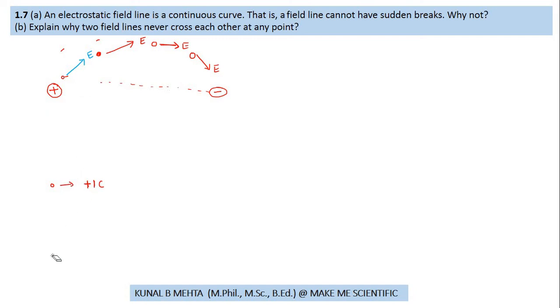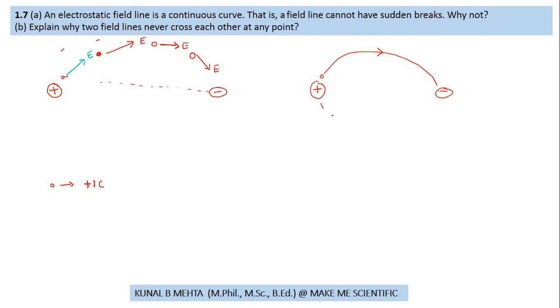Now the path followed by a unit positive charge. Guys, listen to me carefully. The path followed by a unit positive charge. This is our plus charge, this is our minus charge. And if I put a unit positive charge, due to the action of electric field, it will follow this path. So this path along which a unit positive charge moves is an electric field line.